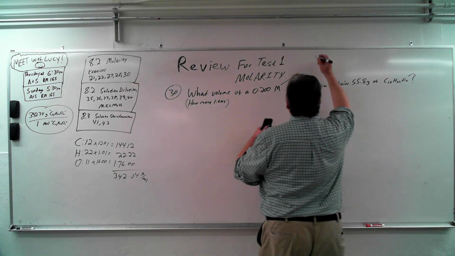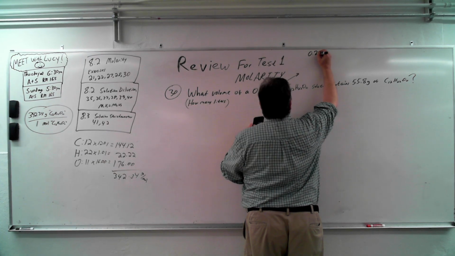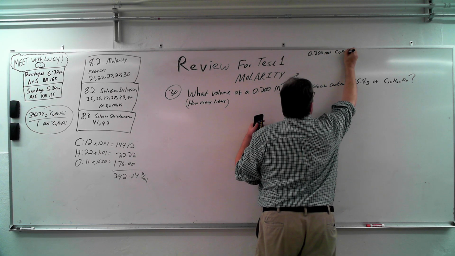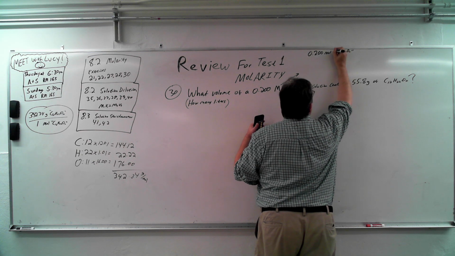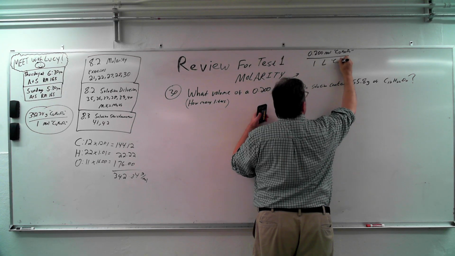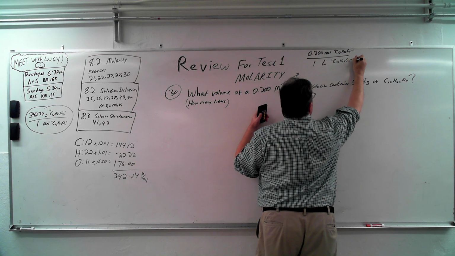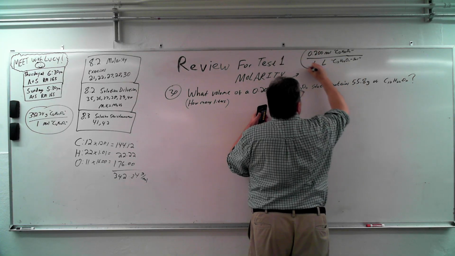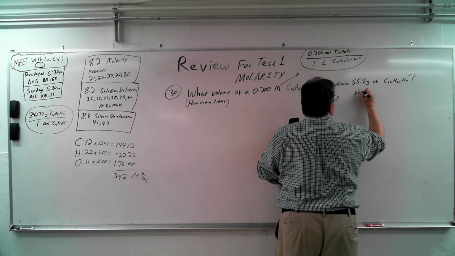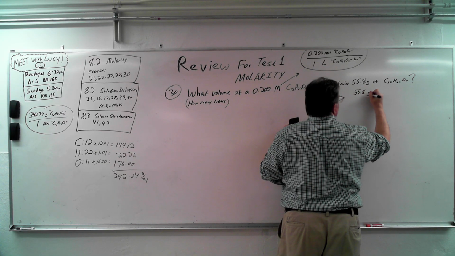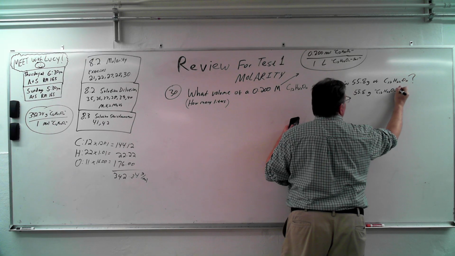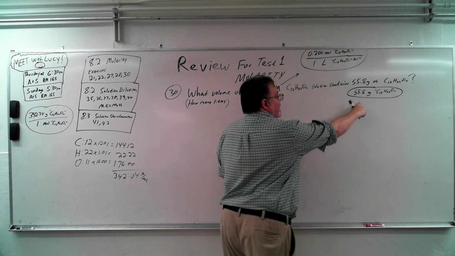This turns into, more formally, 0.200 moles of C12H22O11 to 1 liter of C12H22O11 solution. So we're going to use that, and we're going to use this, 55.8 grams of C12H22O11. And I'm going to start with that.